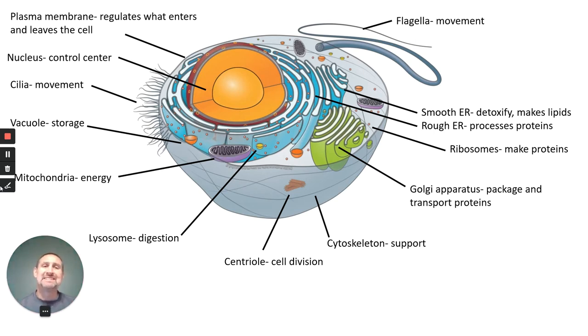The plasma membrane is this outer layer of the cell. It's what regulates what enters or leaves the cell. It kind of keeps things out. Not everything can come in. Not everything goes out of the cell. So it just kind of creates a little barrier and regulates what enters and leaves the cell.